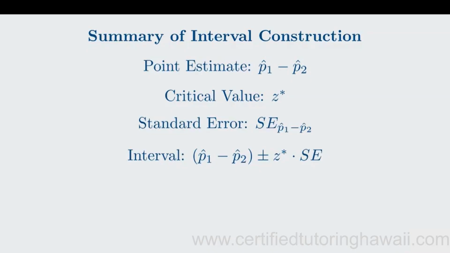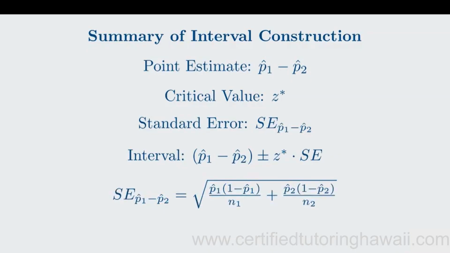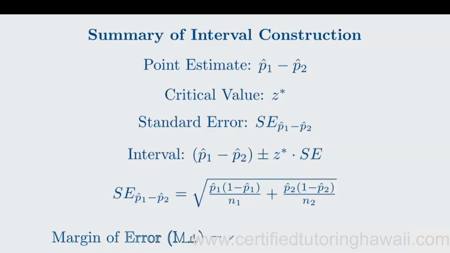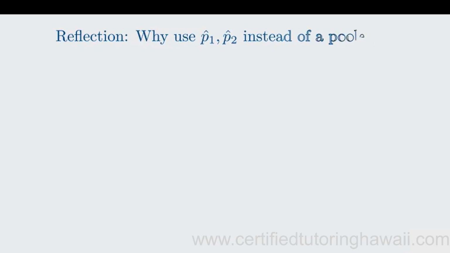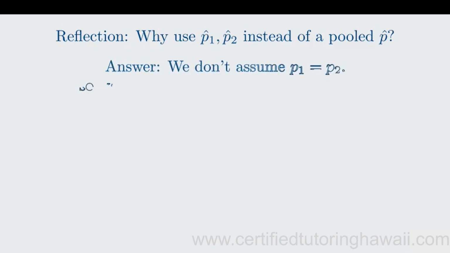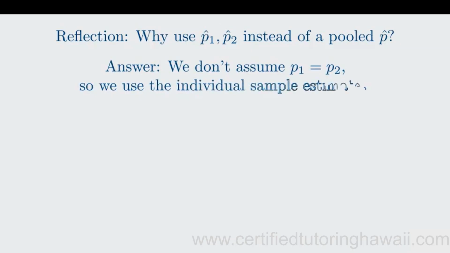We learned that the standard error is the square root of the sum of the variances for each proportion. We also learned that the margin of error is the product of that standard error and our critical z-value. Before you finish, think about this. Why do we use p-hat in the standard error formula for a confidence interval, but in other tests we might use a pooled proportion? In a confidence interval, we are trying to estimate where the true proportions are, so we use the best information we have from each individual sample. We don't assume the proportions are equal, so we keep them separate.